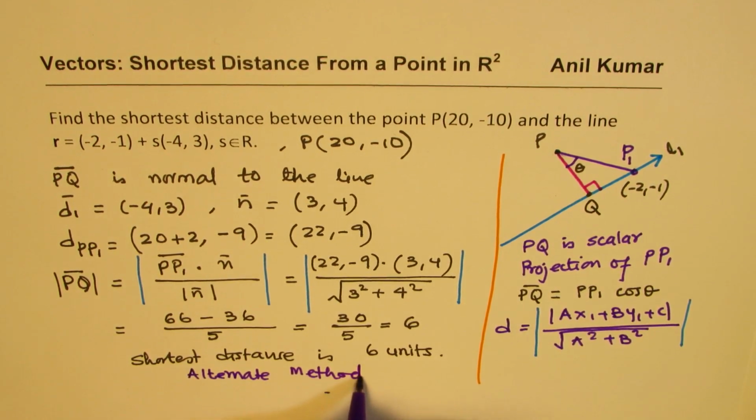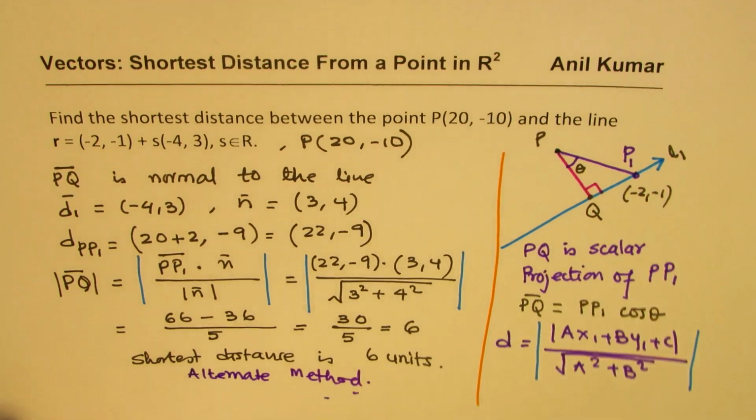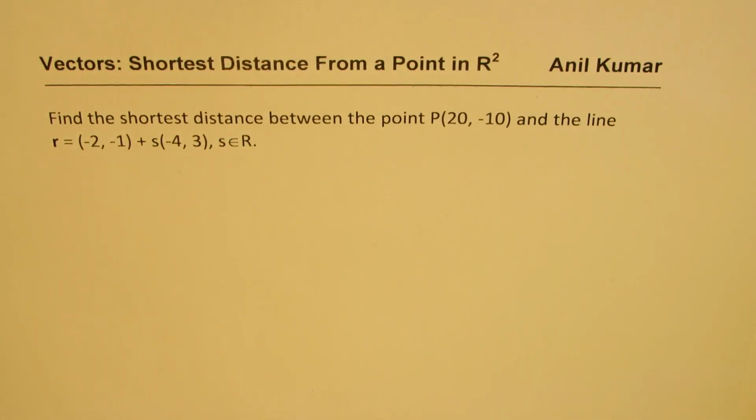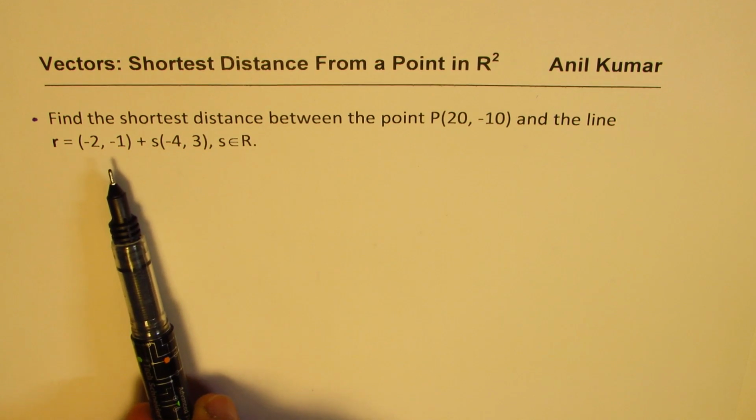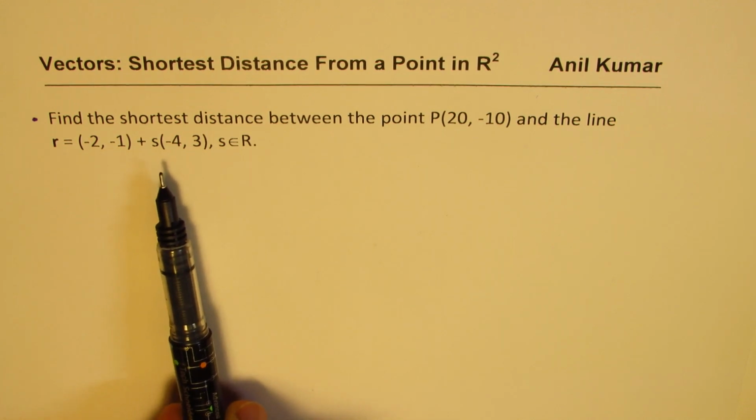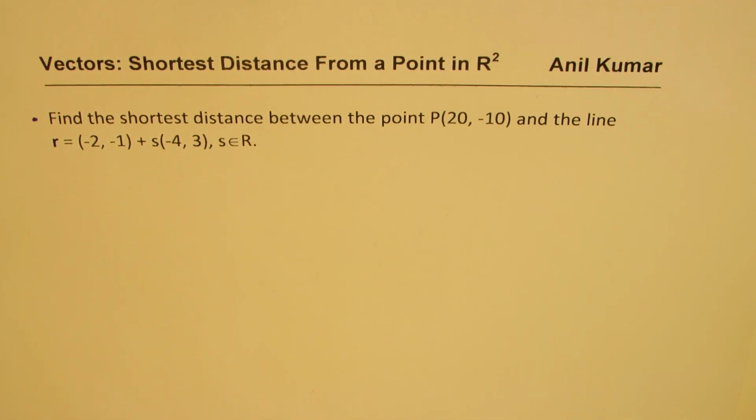So I'll take it on a new page. So again, the same question here. Find the shortest distance between the point P (20, -10) and the given line r. r is (-2, -1) plus s times (-4, 3), where s belongs to real numbers.